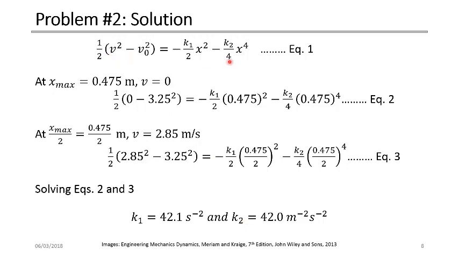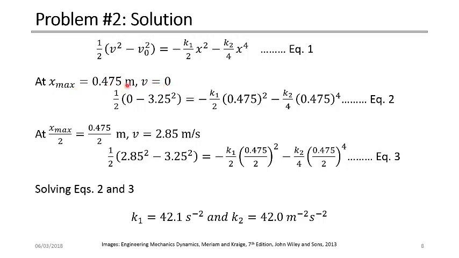So again, we are just repeating equation number 1 here. And we have two conditions, and we have two unknowns. It means that we are getting two equations in two unknowns, we solve them together, and that's it. So the first condition was given as x maximum equals 0.475 meters. We just multiplied this by 10 to the power minus 3 to convert it to meters. And at the maximum position, the cart velocity is 0. So the final velocity is 0.